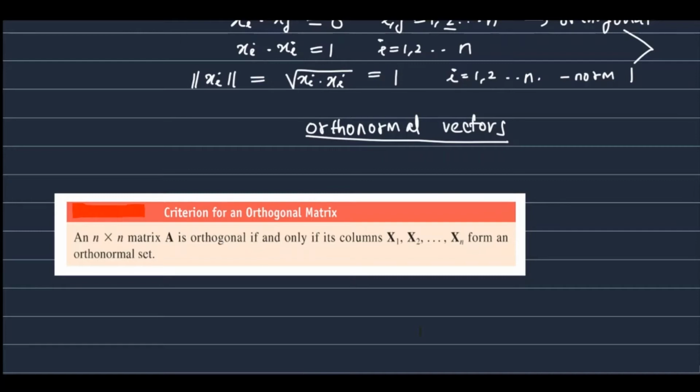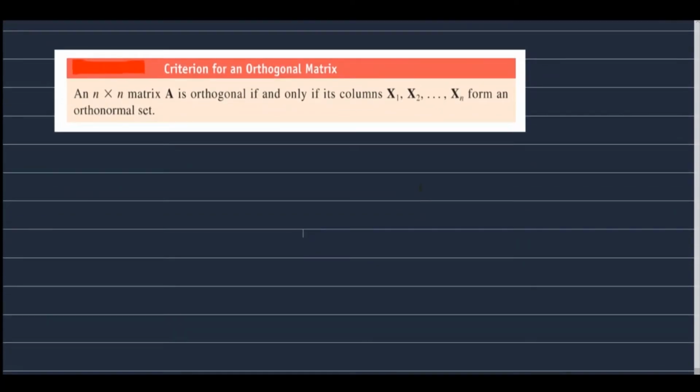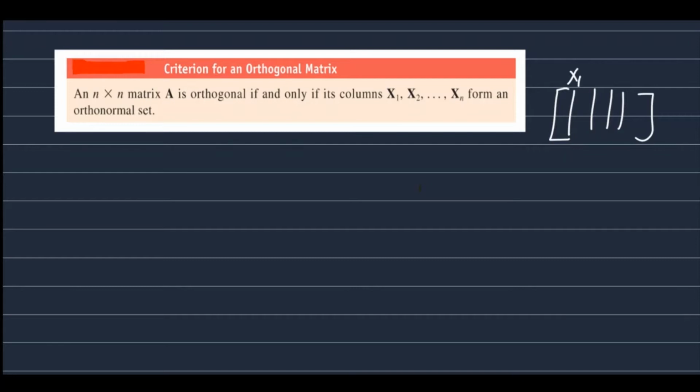Now we will see a criterion for an orthogonal matrix. An n by n matrix A is orthogonal if and only if its columns x1, x2, etc., xn form an orthonormal set. So this theorem gives a criterion for an orthogonal matrix. Suppose these are the columns of a matrix: the first column we call x1, the second column x2, and like that we have xn columns. If these columns form an orthonormal set, then this matrix will be an orthogonal matrix.